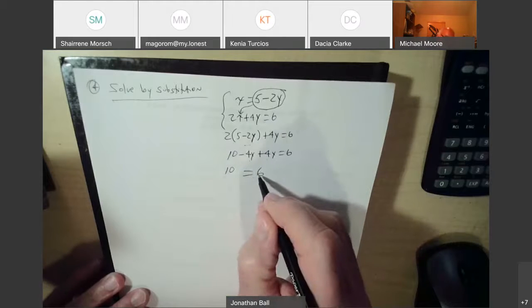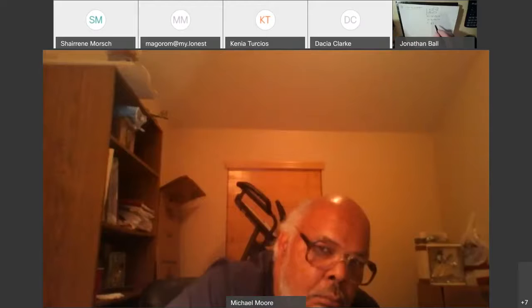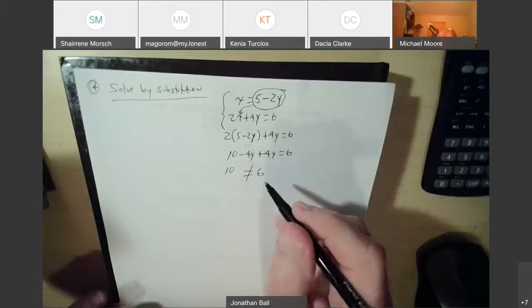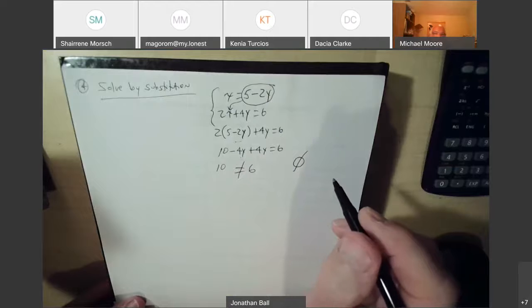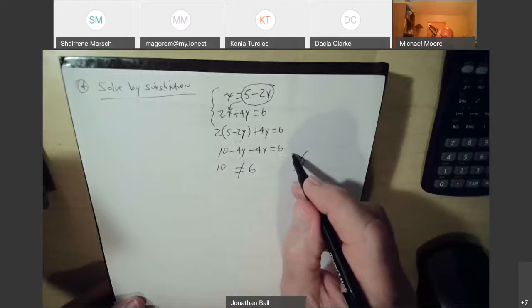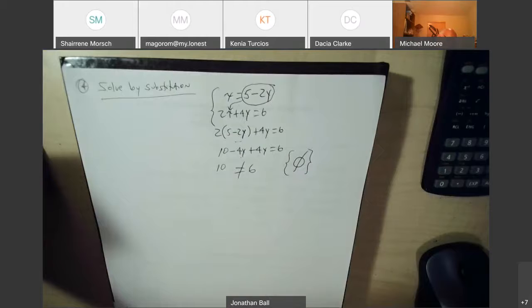Does 10 equal 6? No. So our solution here is the null set. Null set means that there are no solutions.